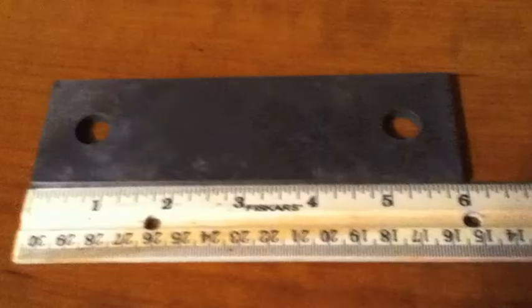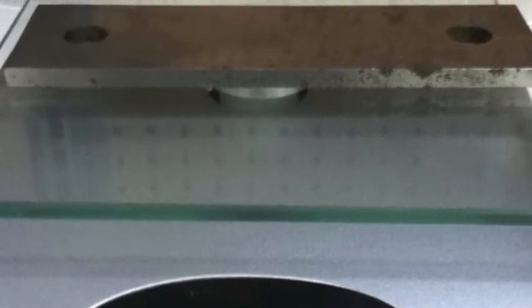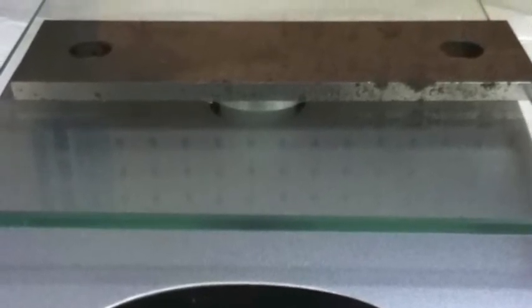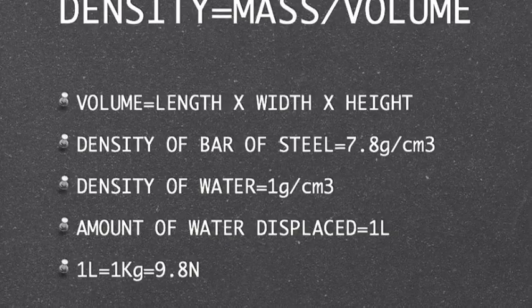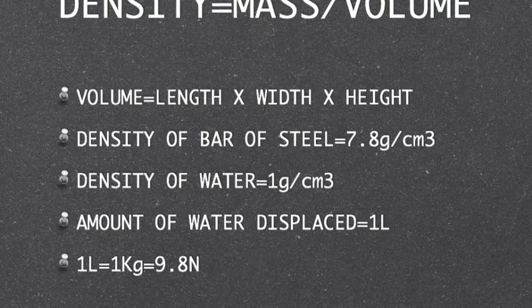The width of the bar of steel is equal to 4.5 centimeters. The height is equal to 0.5 centimeters. And the length is equal to 15 centimeters. So then we will divide the mass by the volume of the piece of steel. From this we determine that the density of the bar of steel is 7.8 grams per cubic centimeter.